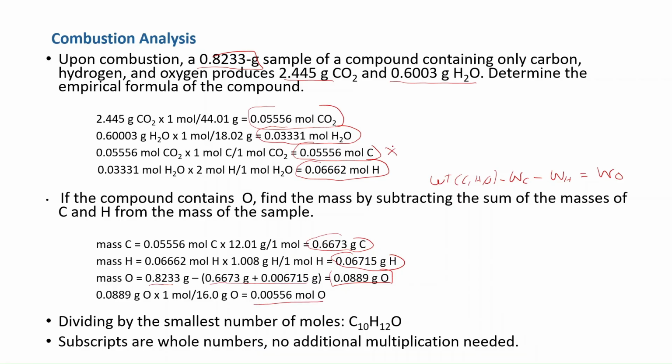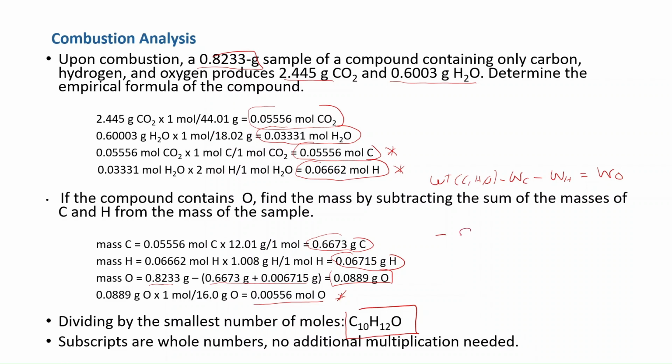So we know how many moles of carbon, how many moles of hydrogen, how many moles of oxygen. You do like we've been doing up until now: divide by the smallest number, make sure you have whole number ratios. That is your empirical formula.